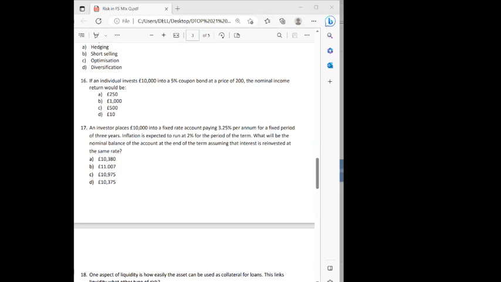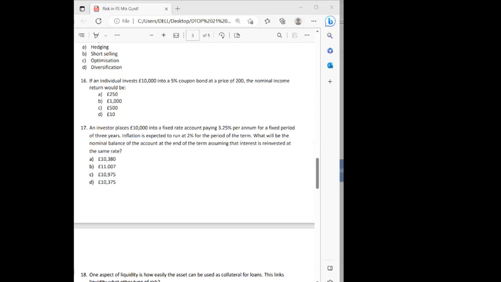They're asking about a price of 200. Invest £10,000. So we naturally go for 10,000 into 5%. What is 10,000 into 5%? 500, right?